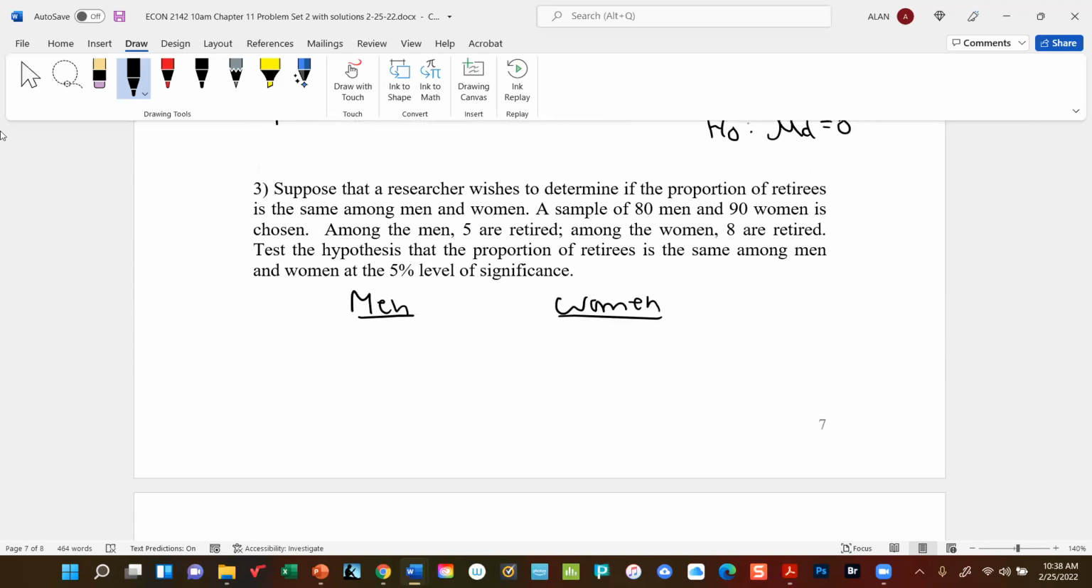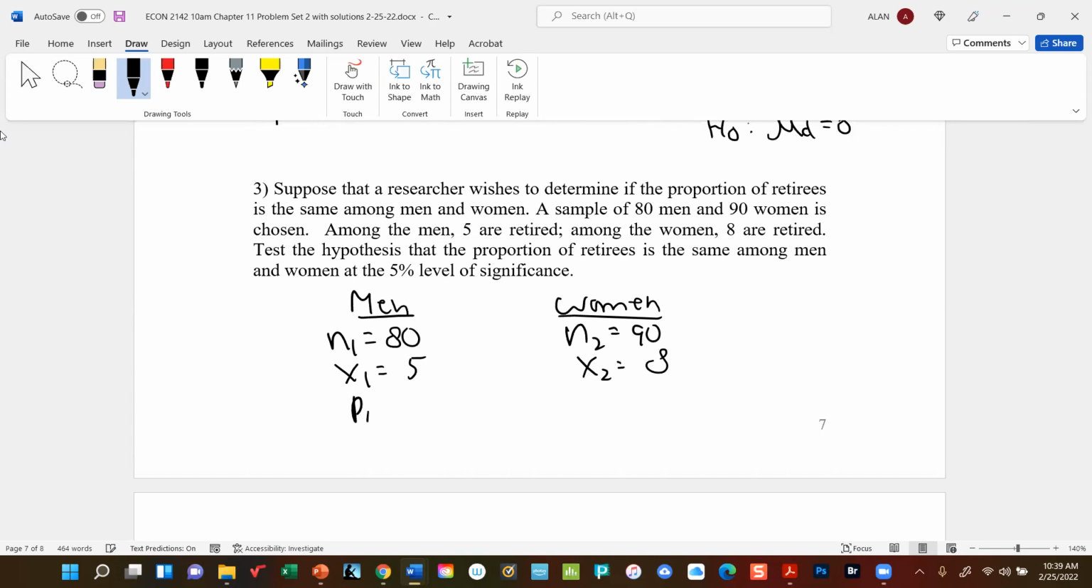Well, in the real world, it's not going to be the same because, as we know, women tend to live longer than men. So probably there'd be more retired women. But for the purpose of this problem, we've got 80 men, 90 women. Among the men, 5 are retired. Among the women, 8 are retired.